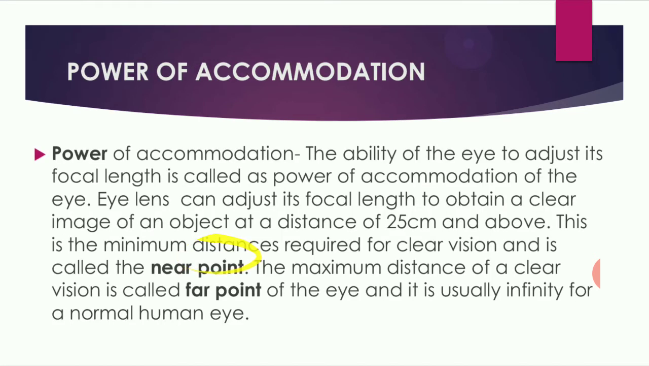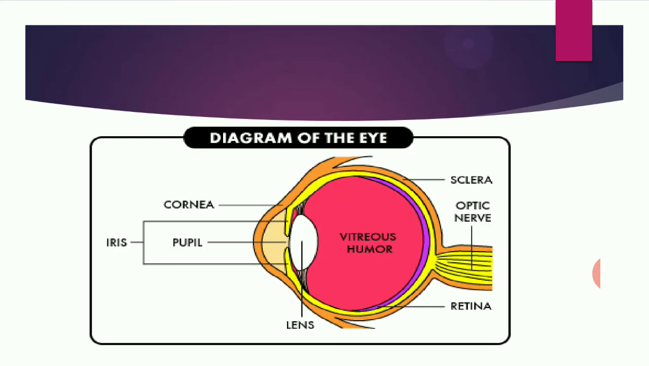Next, pupil. It is the hole located at the center of the iris through which the light enters the eye. It is the small hole present on the iris through which the light enters.